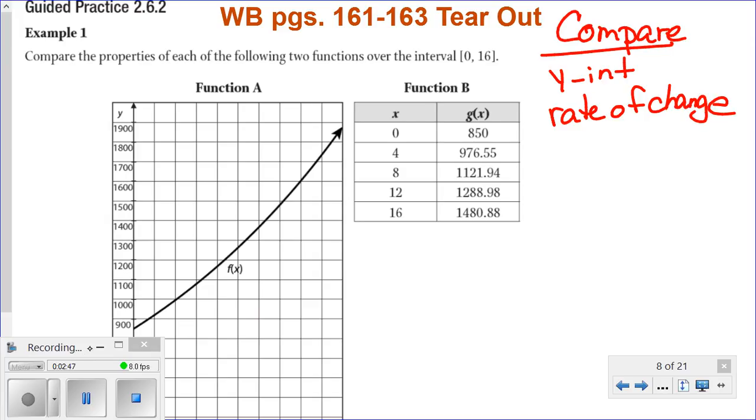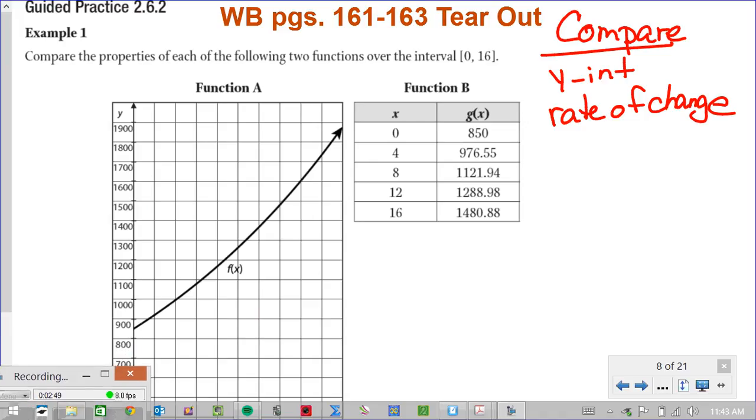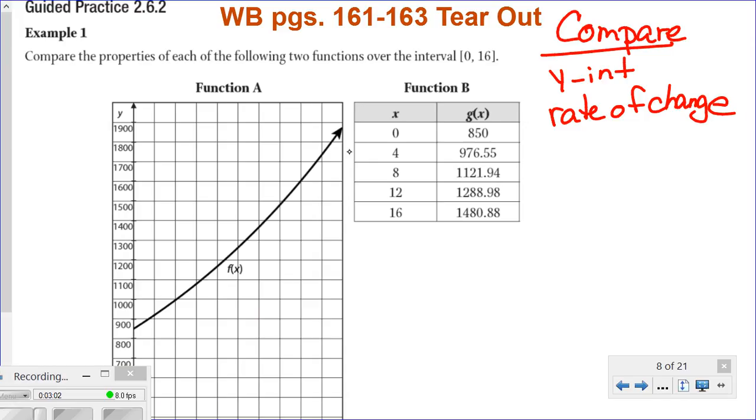So the first thing we're going to do with this one, we have two exponential functions. I can tell that by my graph, because it's not a linear graph. If I look at my table, I notice my x values are going up by 4 each time, but my y values are going up by something different each time. So I know I have two exponential functions.